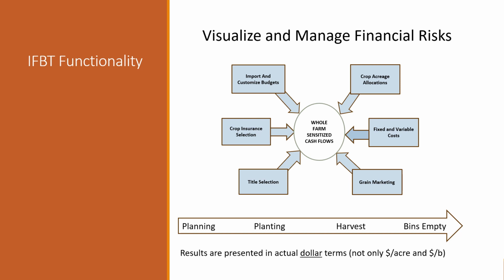And on that final point, we present the results in actual dollar terms for the farm, not only dollars per acre, which we also provide in dollars per bushel, but on dollar terms. And I think this is helpful for many farmers in terms of really understanding the bottom line implication of these various decisions, helping the farmer see the forest from the trees, helping the farmer see big dollar items and small dollar items and distinguish between them, and to really manage the business effectively from a high level strategic perspective.